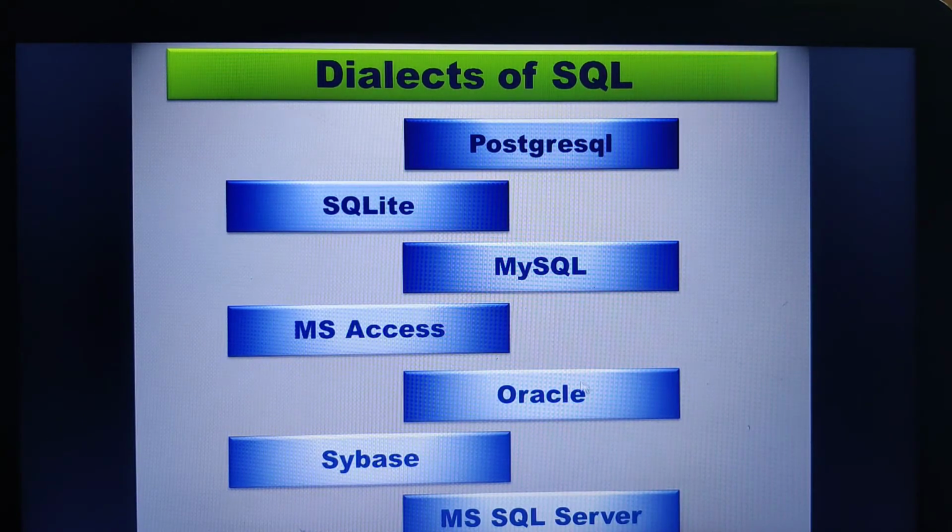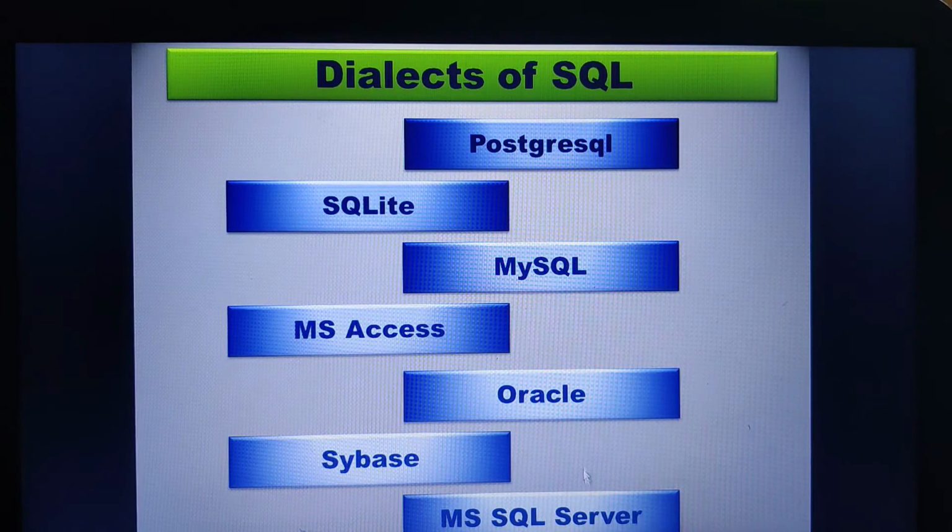Then we have MS SQL Server. This MS SQL Server is using SQL as a database language, but it is using a different version of SQL known as TSQL, which stands for Transact SQL. Then Oracle is also an RDBMS, and it is also using structured query language, but a different version of SQL, that is PL SQL, procedural language structured query language. PostgreSQL and SQLite use simple structured query language.